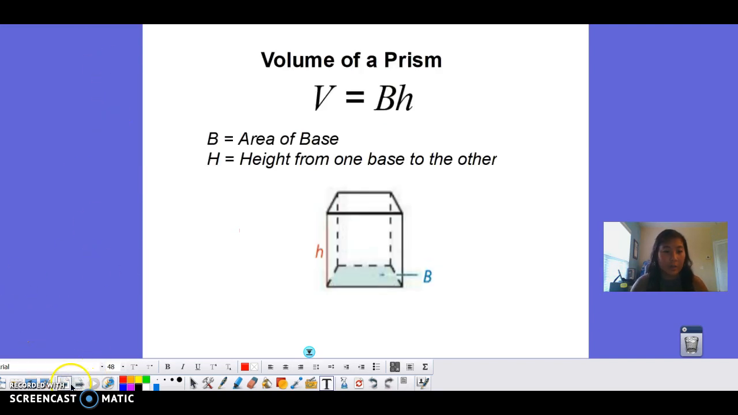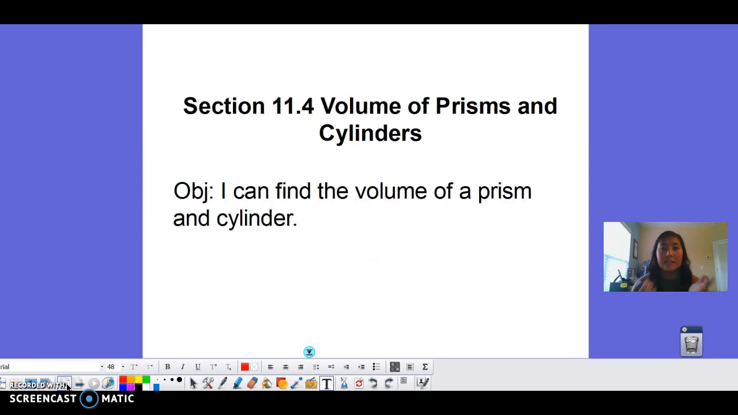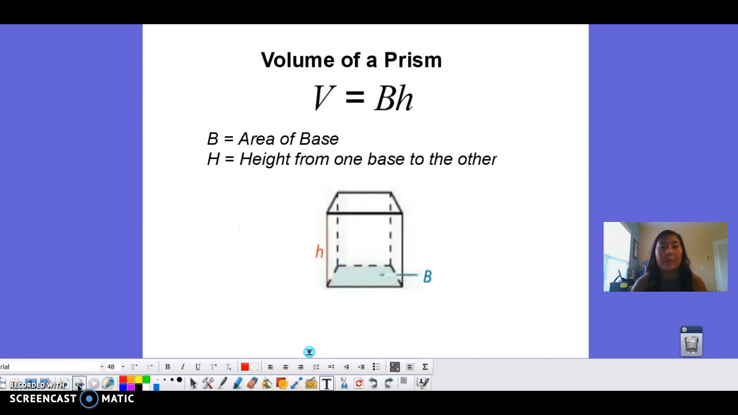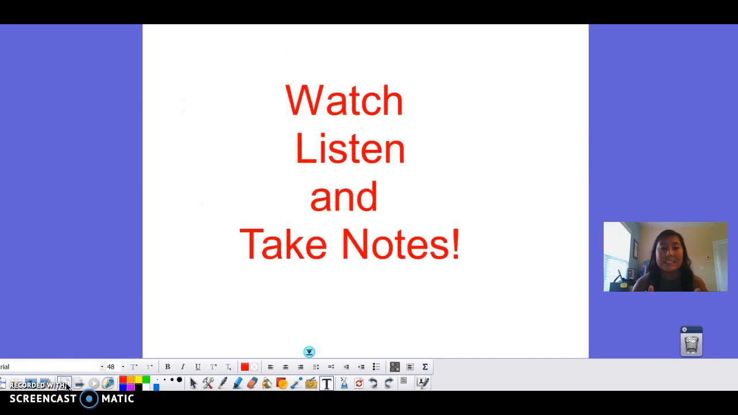So a couple of things: the section you're going to be learning about today is volume of prisms and cylinders. Remember, prisms are your 3D shapes, the rectangular prisms and triangular prisms that we dealt with. Cylinders are the ones with the bases that are two circles, top and bottom, and then we have the height that connects the two.